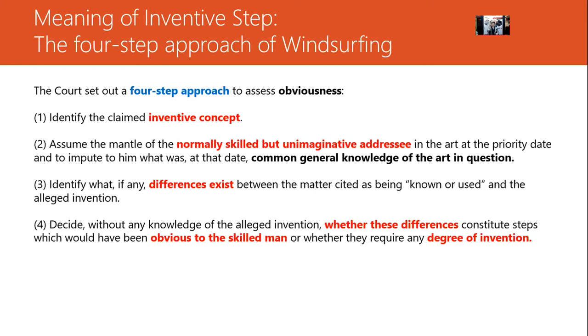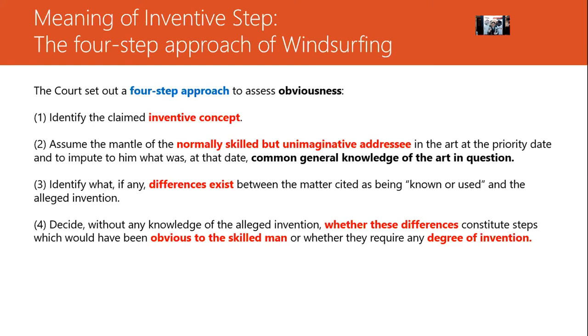Now, second, you need to assume a normally skilled but unimaginative addressee in the art at that priority date. The priority date means the time when you file for the patent. Impute to him what was, at the time, the common general knowledge of the art in question, okay? So you have to find out what the common general knowledge was during that time, or now, if you want to talk about now, that means now, okay?